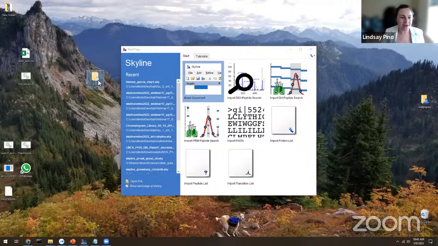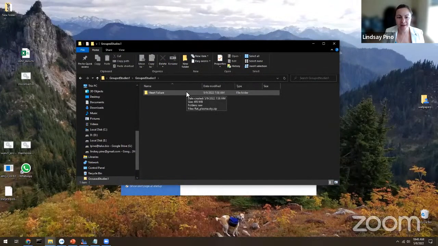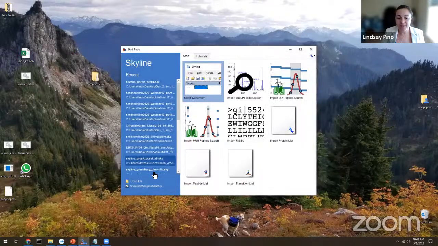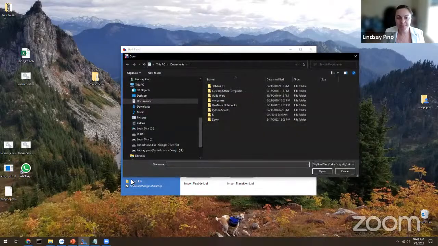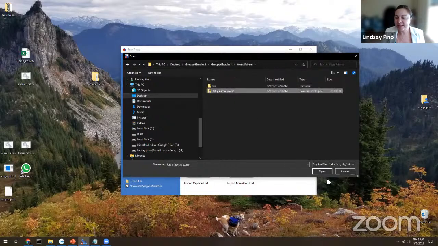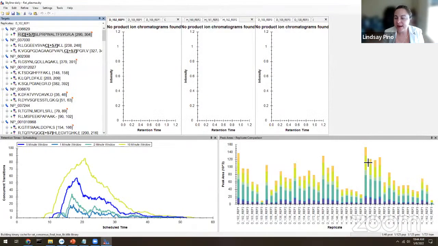So in the linked tutorial materials, there's this group studies folder. If you unzip that and you dig deep down, you will find this rat_plasma.sky.zip file. You could unzip this here and open up the Skyline file, or as you boot up Skyline on this start page, there's an open file. If you navigate to where that .sky.zip is, Skyline will unzip it for you. So you don't necessarily have to unzip the .sky.zip. You can just open it directly in Skyline. So I'm opening up that, getting everything opened up for me.